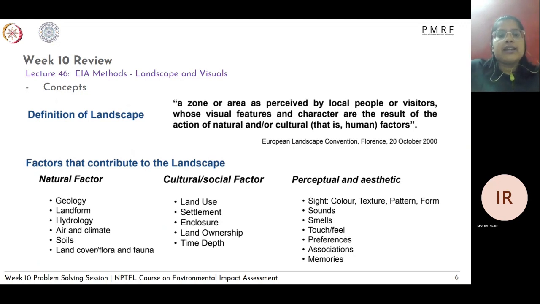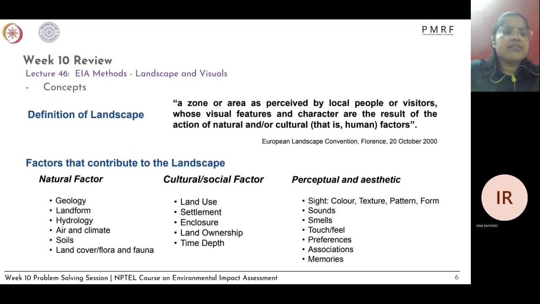So landscape is defined as a zone or area perceived by local people or visitors, whose visual features and character are the result of the action of natural and/or cultural, that is human, factors. And this definition was given by the European Landscape Convention in Florence on 20th October 2000. So any zone or area which has visible or distinct features or characteristics because of natural processes or because of human interventions or cultural development is defined as the landscape of that area.